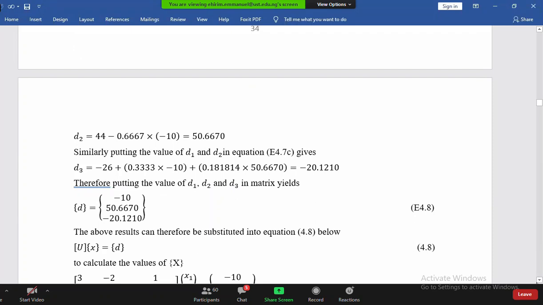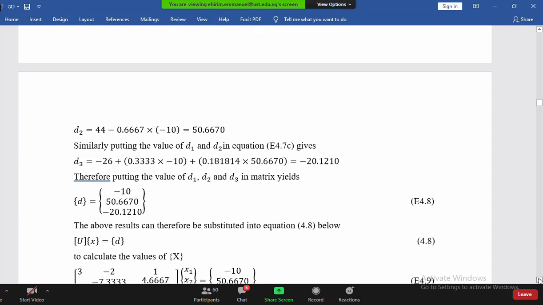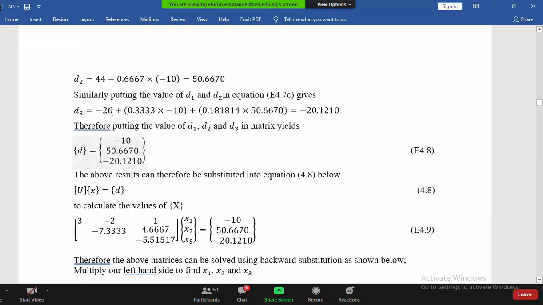All right. Look at what we have as D. This is the value of D. Now we use U.